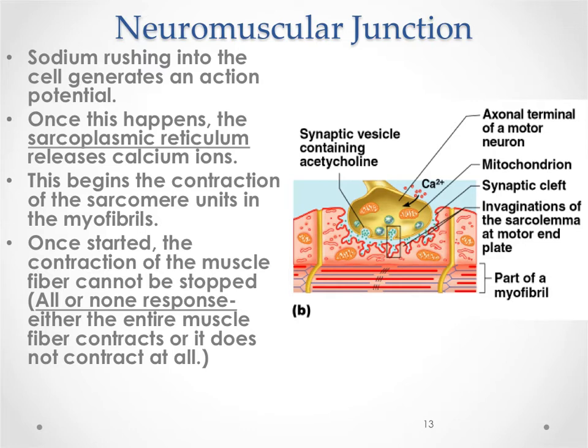Once started, a muscle has to complete the contraction. Okay, it can't like halfway contract. And this is called the all or none response. Either the entire muscle fiber contracts or it does not contract at all. It cannot partially contract.